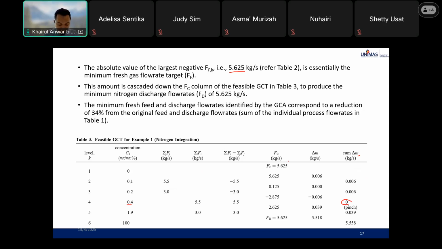which exists between interval K3 and 4, here, should be located in the region above the pinch, because this is above the pinch, while 2.625 of SR2 between 4 and 5, here, should be located below the pinch.